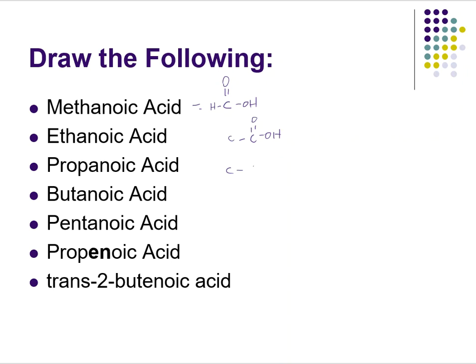Propanoic acid, 1, 2, 3, and there on the end is my carboxylic acid. Butanoic acid, 1, 2, 3, 4, double bond O, OH. There is my 4 carbon chain. Pentanoic acid, 1, 2, 3, 4, 5, double bond O, OH, pentanoic acid. And then propanoic and through to butanoic acid is really where we ended that last video. So we already have done those as examples. So go back, take a look at your notes to see how we handled those names.